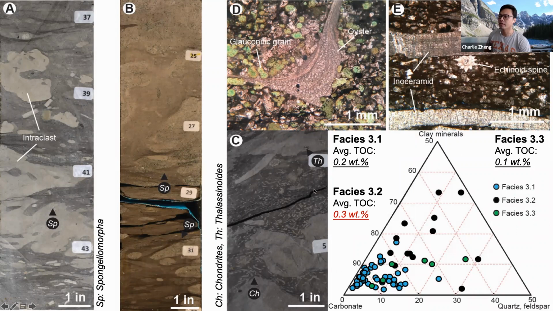And C, that's another example of the firmground. You see the Chondrites is avoiding the surrounding substrate and is concentrated into the tubes. Those are the firmground openings of the Thalassinoides, and that's also proof of another firmground.